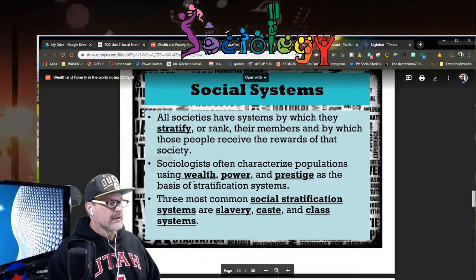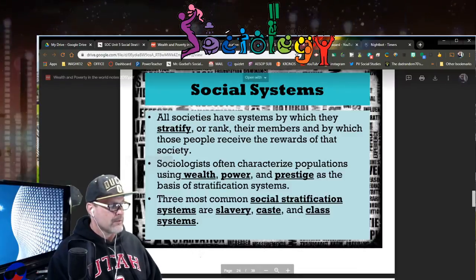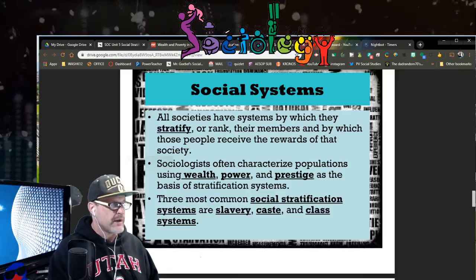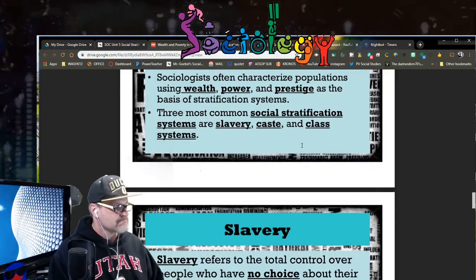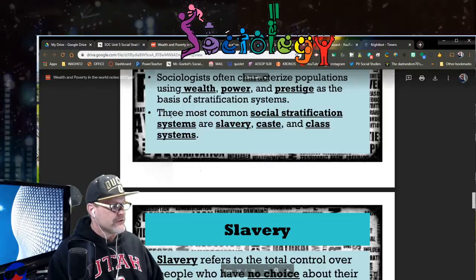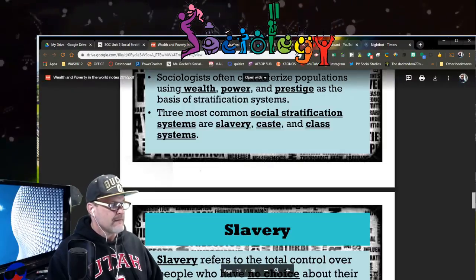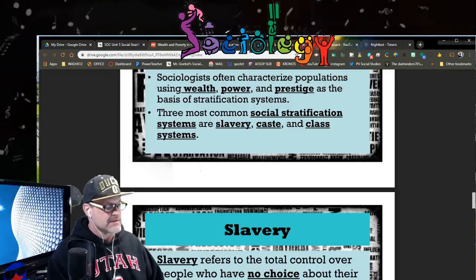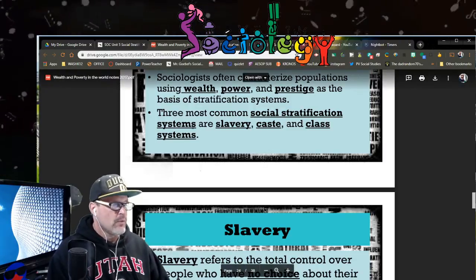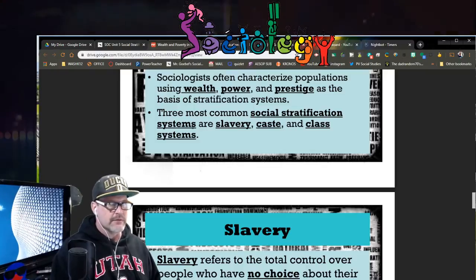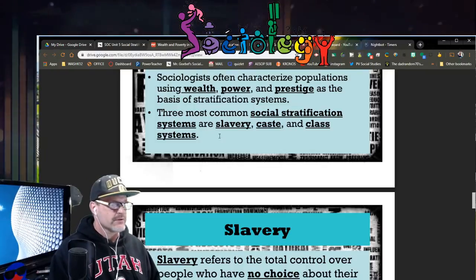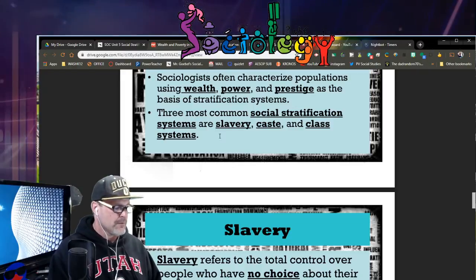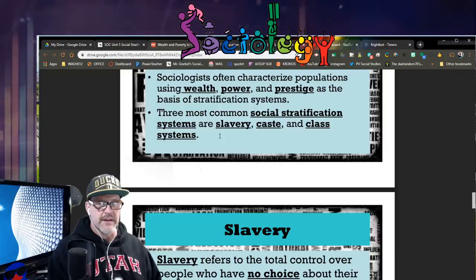But once again, we can define wealth, power, and prestige. Remember, those are different ways that we classify ourselves as being rich or poor. But there are three most common social stratification systems: slavery, caste systems, and class systems. We looked at the class system structure, and the class system structure is what we're used to. But most of us are not familiar with, for example, the caste system.